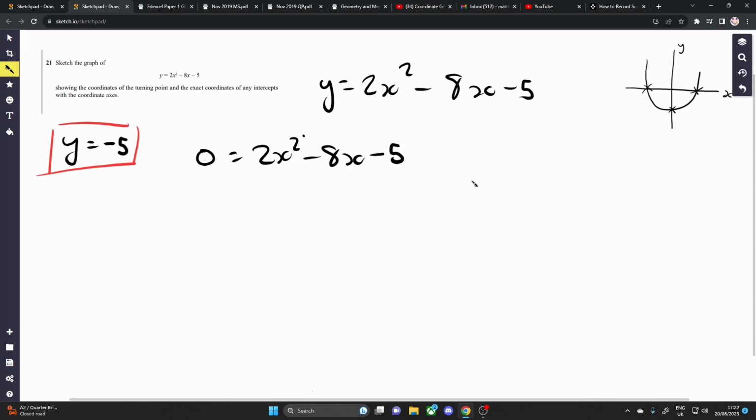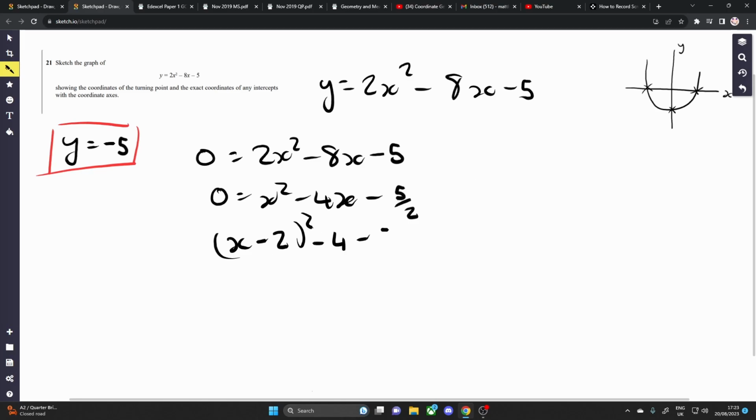And this is a quadratic equation. So the way I like to do it without a calculator is completing the square, because that's the way I'm going to do it. So I'm going to say that 0 equals x squared minus 4x minus 5 over 2. Okay, and then I'm going to say that x minus 2 squared minus 4 minus 5 over 2 is equal to 0.